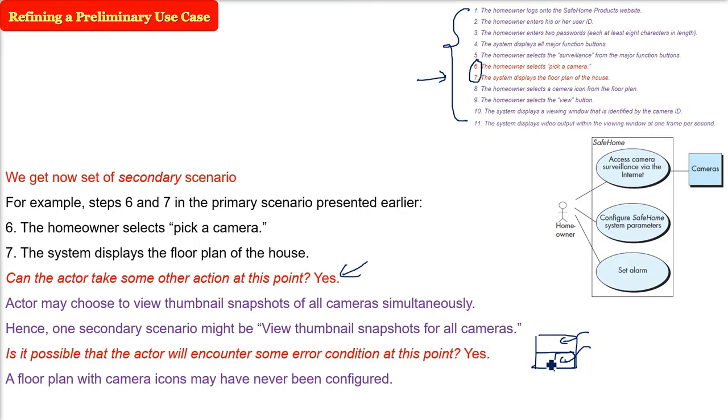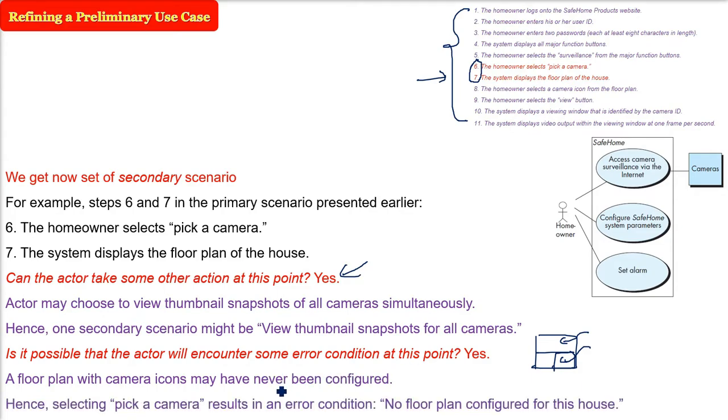Then only you can go to the next step. How can you pick a camera when the camera is not even configured? I hope you got the idea. So selecting pick a camera will result in an exception, or you can say an error condition. That can be no floor plan configured for this house, or no camera planning is done up till now. These are the alternatives. These are the interactive alternatives. So the secondary scenario we are making.